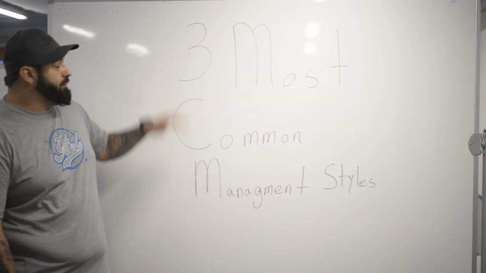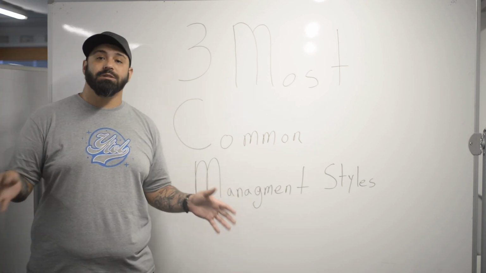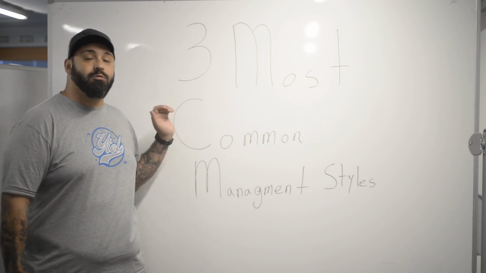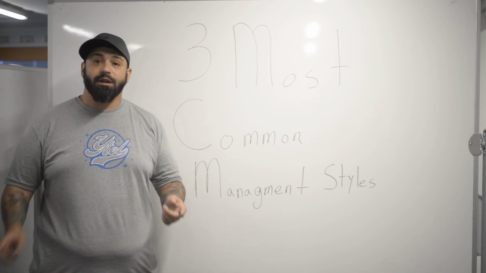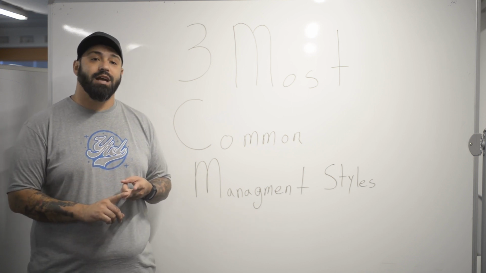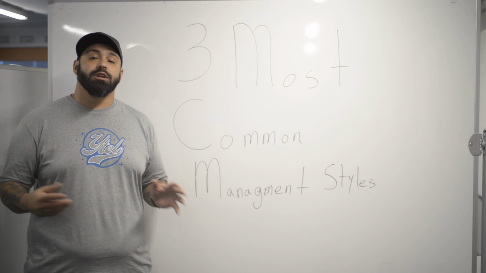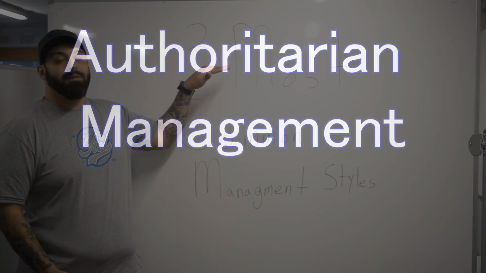Today, we're going to be going over the three most common management styles that are out there. There are many more management styles, but these are the three basic ones that we're going to be going over. We're going to be going over authoritarian management style, passive management style, and example management style. So with that said, we're going to dive into it, and then we're going to get into authoritarian management.